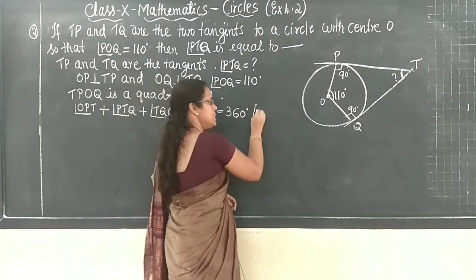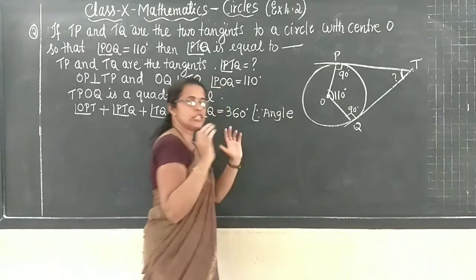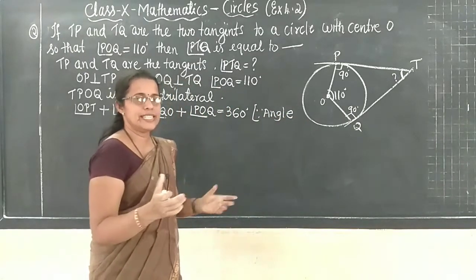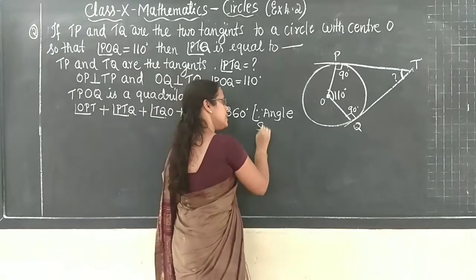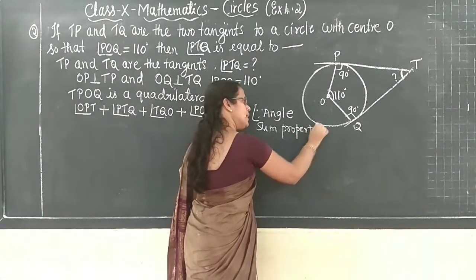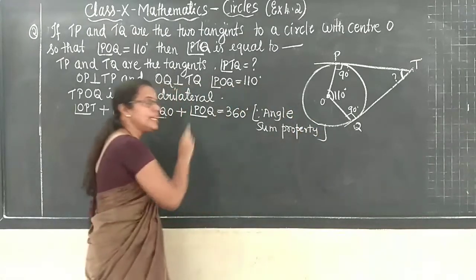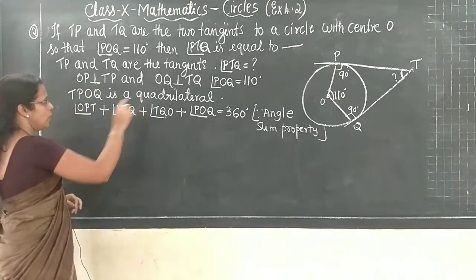This is called the angle sum property. Sum of four angles of a quadrilateral is 360 degrees, called the angle sum property. Angle sum property says this. Yes, children, the angle sum property of a quadrilateral.